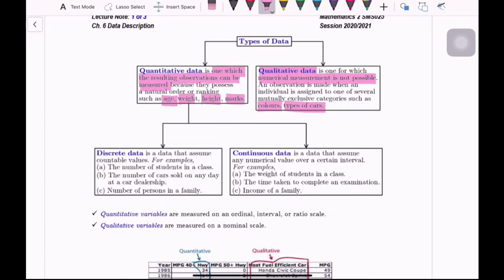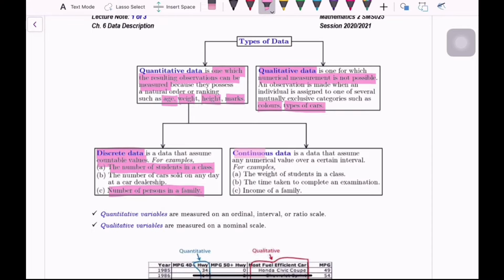Quantitative data divide by two. The first one is discrete data. The discrete data is a data that assumes countable values. For example, the number of students in a class, the number of cars sold on any day at a car dealership, and the number of a person in a family.